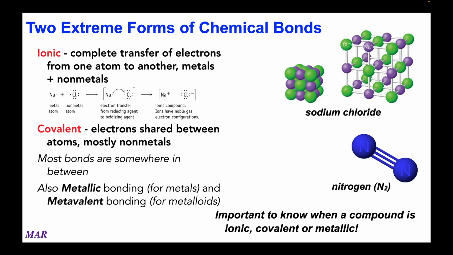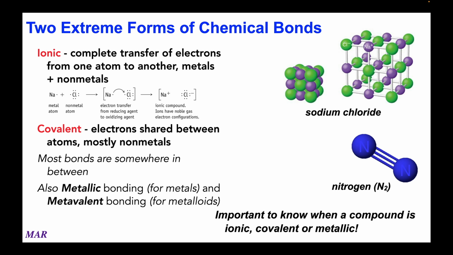Metallic bonding is used for pure metals. So if you have a pure aluminum metal sample, that's going to use metallic bonding, or sodium or mercury, etc., etc. Metavalent bonding is a brand new type of bonding scheme for metalloids that people have developed, within the last couple of years. So there are other kinds of bonding, but most of the time you can get by really well with just understanding ionic and covalent bonding and know if they're kind of halfway in between.